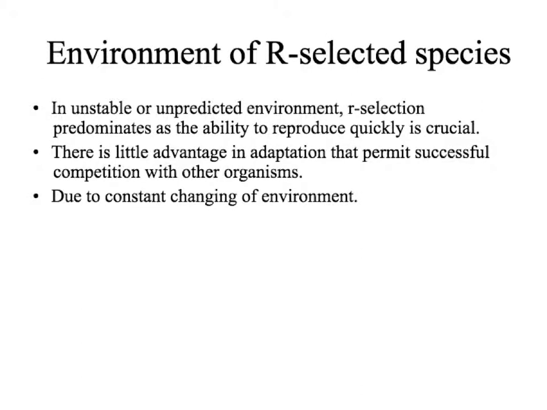The environment of r-selected species. In unstable or unpredictable environments, r selection predominates, as the ability to reproduce quickly is crucial. There is little advantage in adaptation that permits successful competition with other organisms, due to the constant changing of the environment.